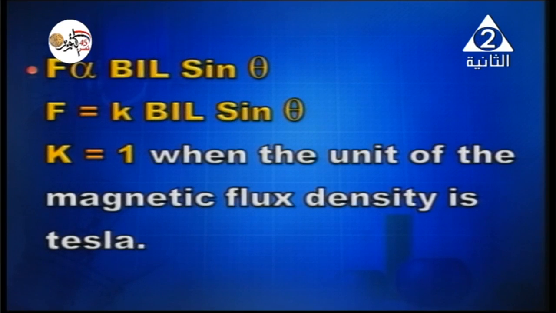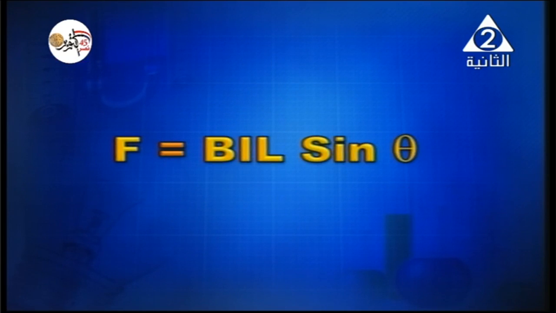But the constant is equal to 1 when the unit of magnetic flux density is Tesla. So the expression will be just F is equal to BIL sine theta. This is the expression that gives the magnitude of the magnetic force acting on a current carrying straight wire.